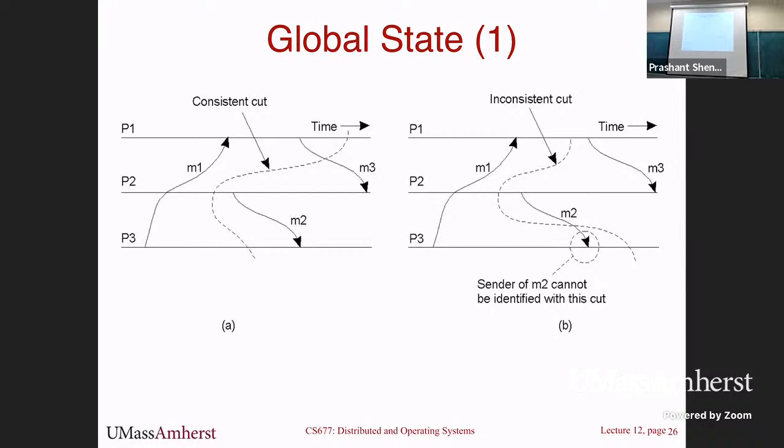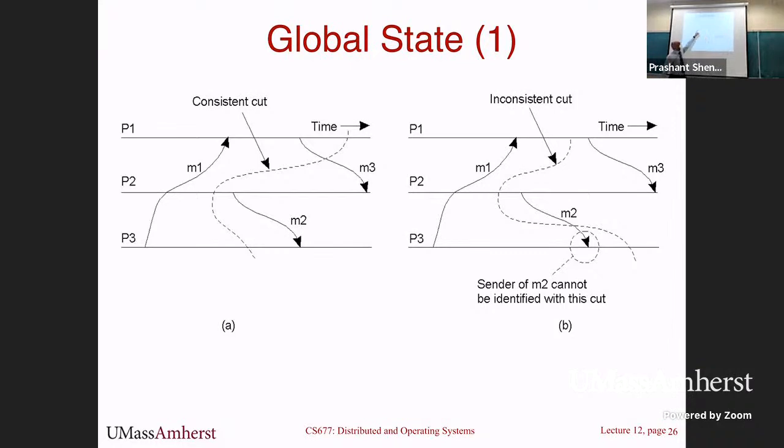As far as this cut is concerned, you already processed the message, you added $100. But when you restart P2 here, it's going to send that message again, and that message will be processed twice, and you will get an inconsistent result. So you don't want this to happen. In this case, it happened because the receive is to the left and the send is to the right. That's not what you want.